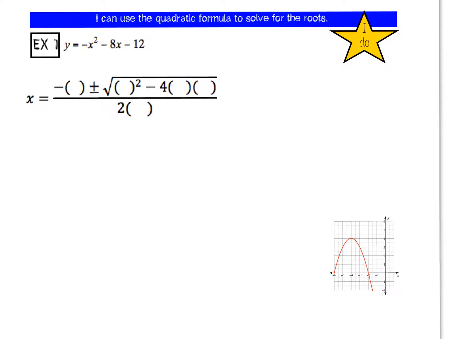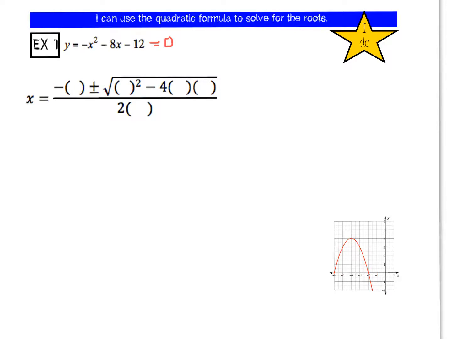All right, so I'm going to go through those guiding questions, and we are going to solve this quadratic using the formula. So my first question is always, is the quadratic set equal to 0? And in this case, it's set equal to y. And because I'm looking for when y equals 0, then I can basically just say that's equal to 0.